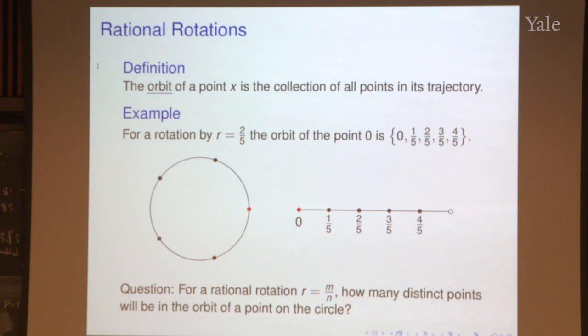Okay, for a rational rotation in the form of m over n, how many distinct points will be in the orbit of a point on the circle? Does anybody want to venture a guess?